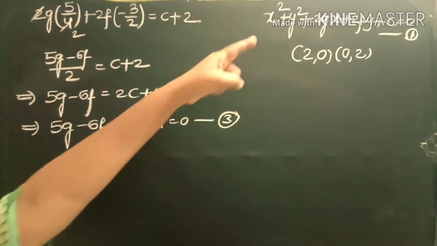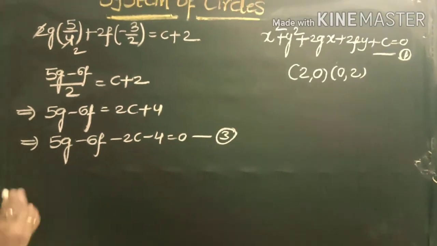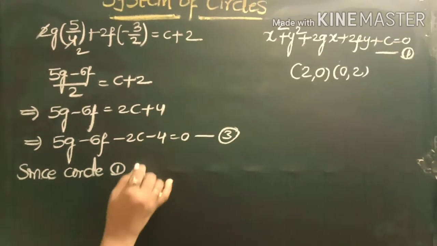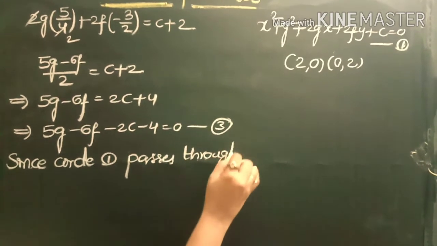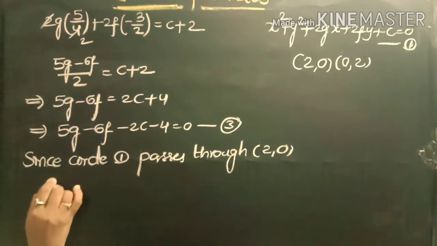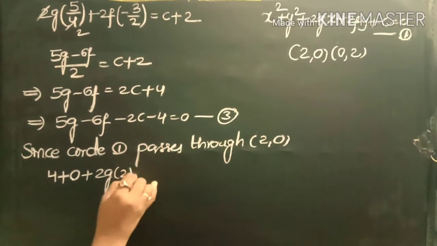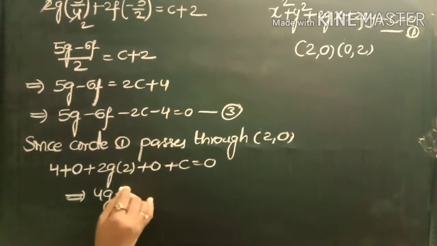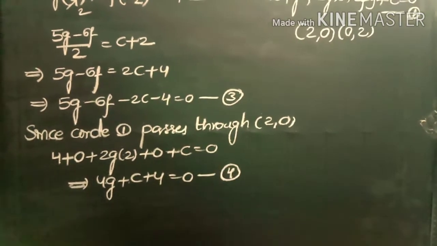Now, it is also given that the circle passes through the points (2, 0) and (0, 2). Now replacing these two points in the above circle equation. Since circle 1 passes through (2, 0), replacing the point (2, 0) there: 2 square, 4, plus 0 square, 0, plus 2g into 2 plus 0 plus c is equal to 0. That is 4g plus c plus 4 equals 0. So this is equation 4.